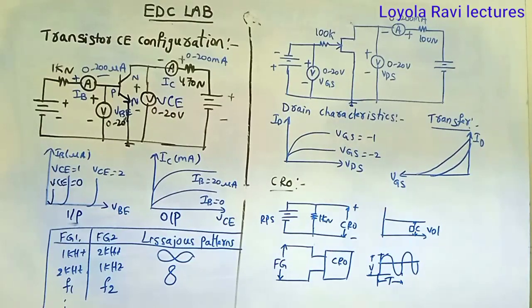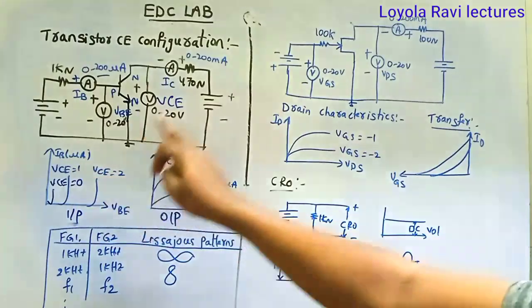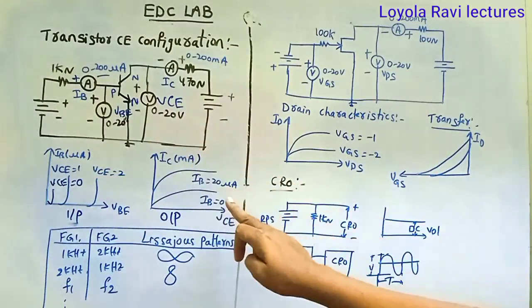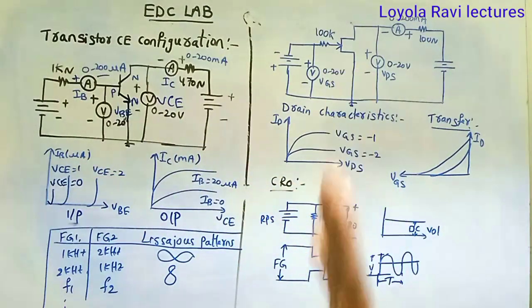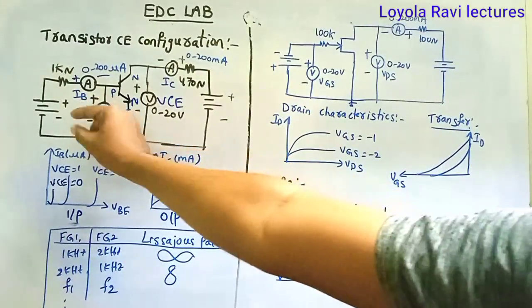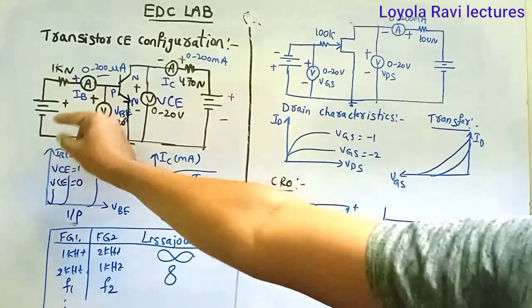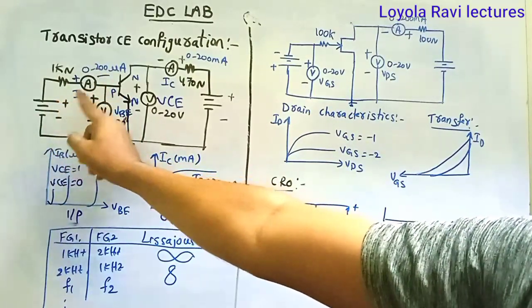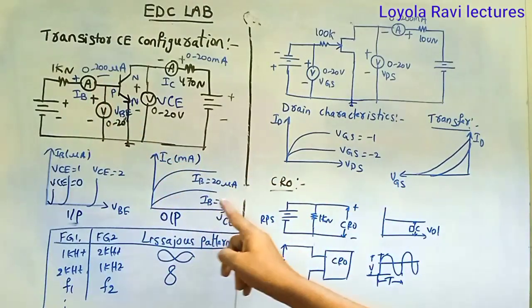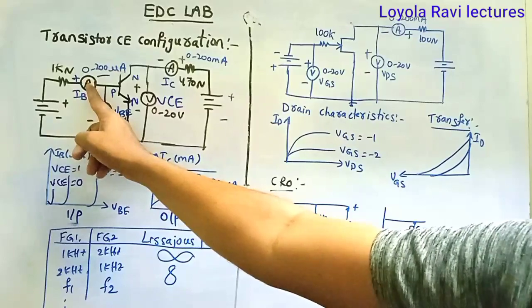Then secondly, you can go for output characteristics. For input characteristics, output voltage should be constant. For output characteristics, input current should be constant. What is the input current? IB. By varying channel 1, because IB is in channel 1, by varying this RPS, keep this at 0 microamps.